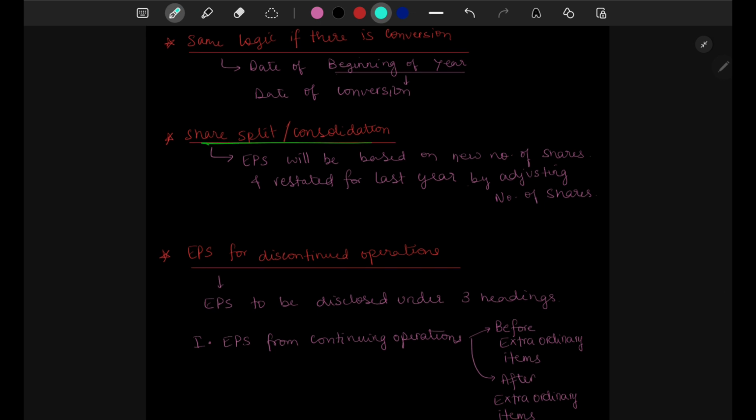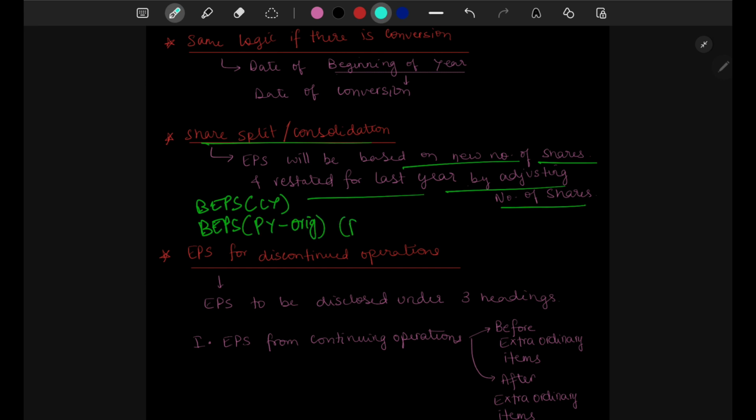Next, share split or consolidation. In case shares were split, EPS will be based on the new number of shares and restated for last year by adjusting the number of shares. So obviously you'll have to give basic EPS for the current year, then basic EPS for the previous year original, and then basic EPS for the previous year restated, and the same thing for diluted also.